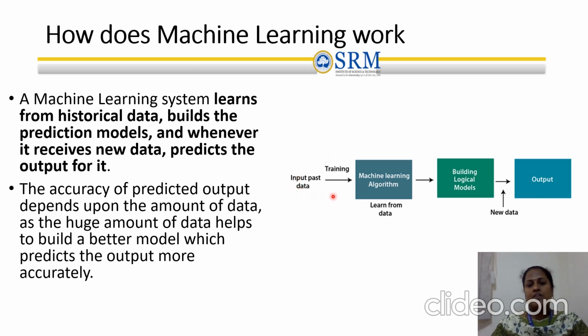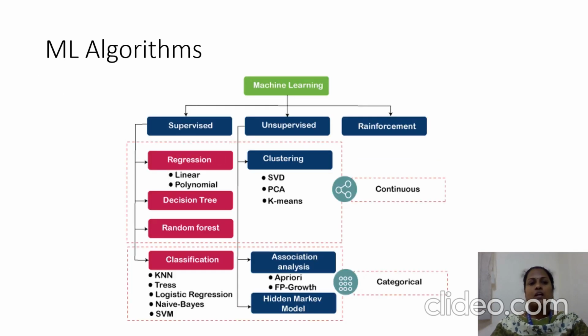First, the input is given to the machine learning algorithm, and the algorithm learns some knowledge from the given input and builds the logical models. This phase, from input to building logical models, is called the training phase. In the testing phase, when a new input is given, based on the obtained knowledge, my ML model predicts what my output should be. The accuracy of the predicted output depends on the amount of data, as a huge amount of data helps to build a better model which predicts the output more accurately. These are the life cycle steps involved in a machine learning algorithm.